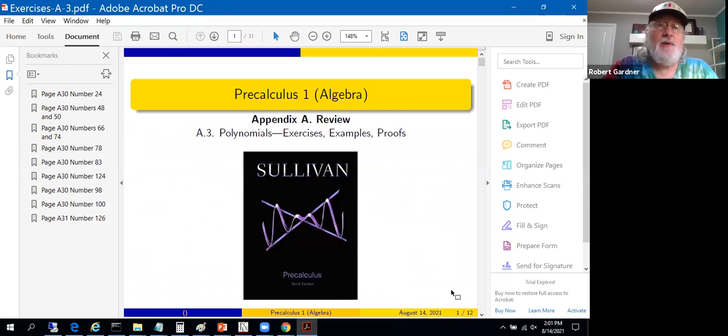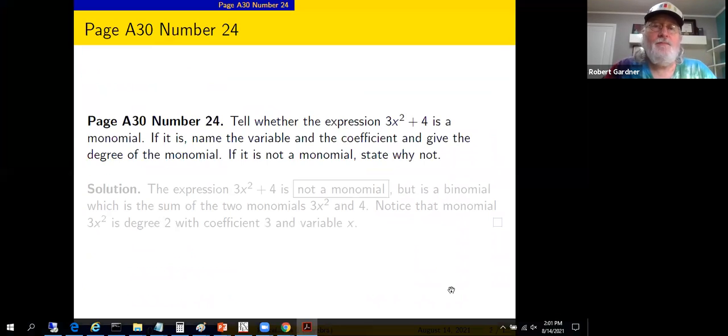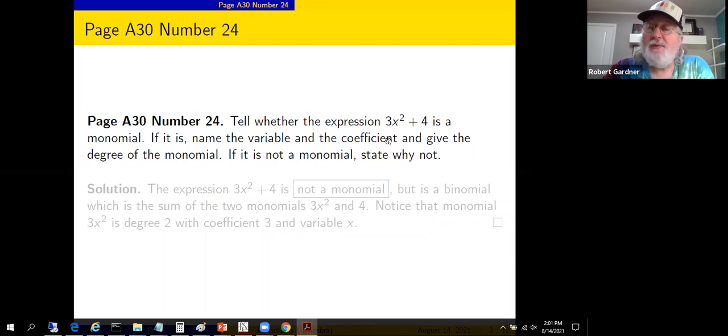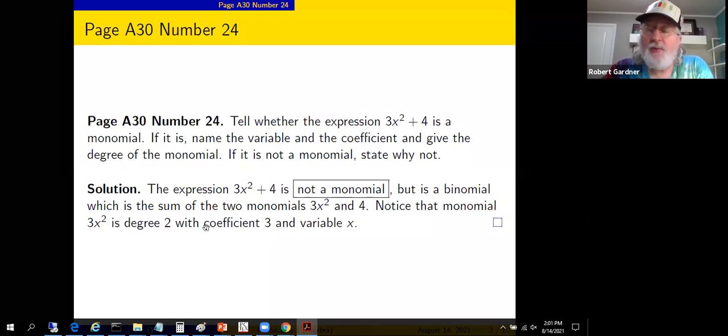Let's look at an example. Tell whether this thing is a monomial. If it is, name the variable and the coefficient and give the degree of the monomial. If it's not a monomial, state why. It's not a monomial. A monomial was a number times the power of x, and this is more than that. Actually, it's 2 monomials. This is actually a binomial.